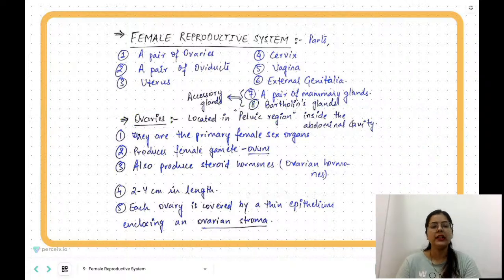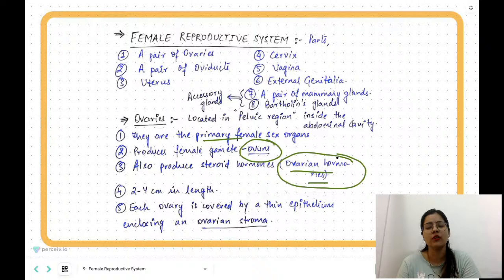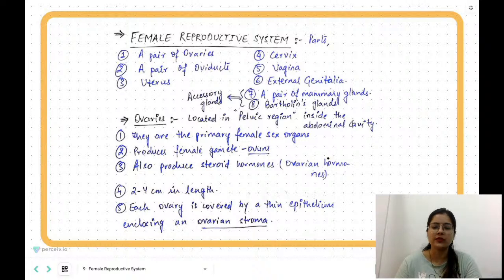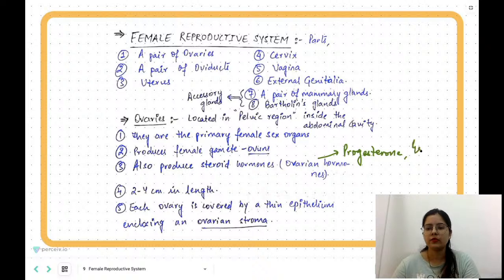All right. Now, ovaries are the primary female sex organs, producing ovum as the female gamete. Apart from this, they also produce hormones which are called ovarian hormones. So this we will be discussing in detail. Ovarian hormones means hormones like progesterone, hormones like estrogen, all these are the ovarian hormones. So this basically includes your progesterone. Then there is estrogen and all those things.